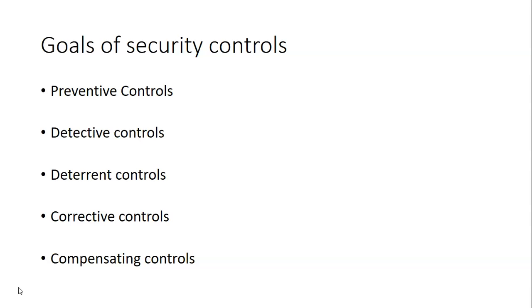So another type of control we have here is corrective controls. Corrective controls are normally used after damage has been done. They are used to restore the system back to a normal working state, normal operating state. All right. So let's give an example.